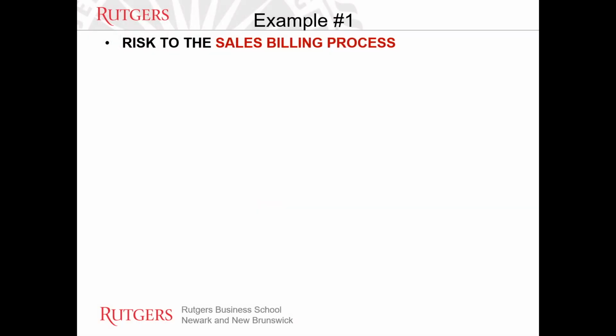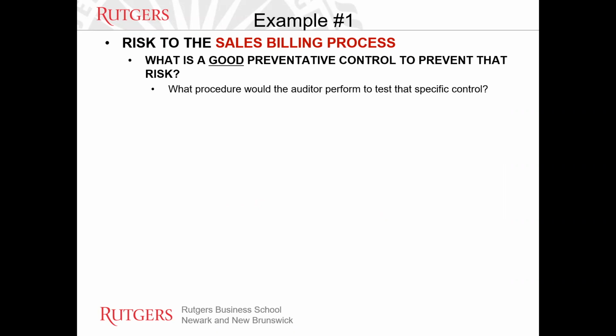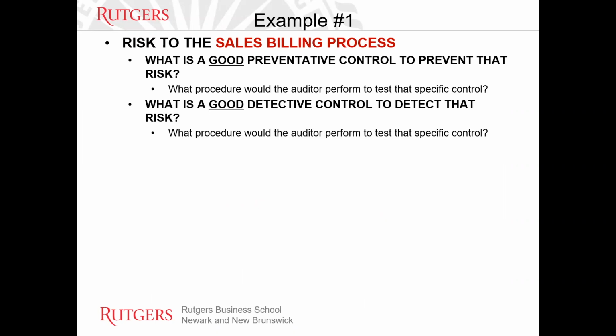Now we're going to talk about the sales billing process, okay? What could go wrong in this process? Technically, all the information was taken during the sales ordering process, right? So the company is sending the client or the customer a bill. What mistakes could they make?